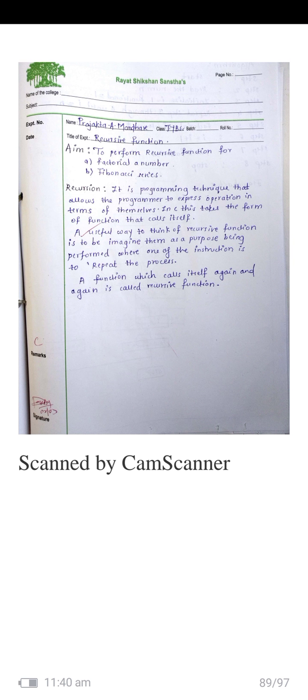This is the program for the Fibonacci series: #include <stdio.h>, #include <conio.h>, main() { int a[10], n, i; printf("Enter the numbers"); scanf("%d", &n); a[0] is equal to 0, a[1] is equal to 1, for i is equal to 2, i is less than or equal to n, i++, then a[i] is equal to a[i-1] plus a[i-2].